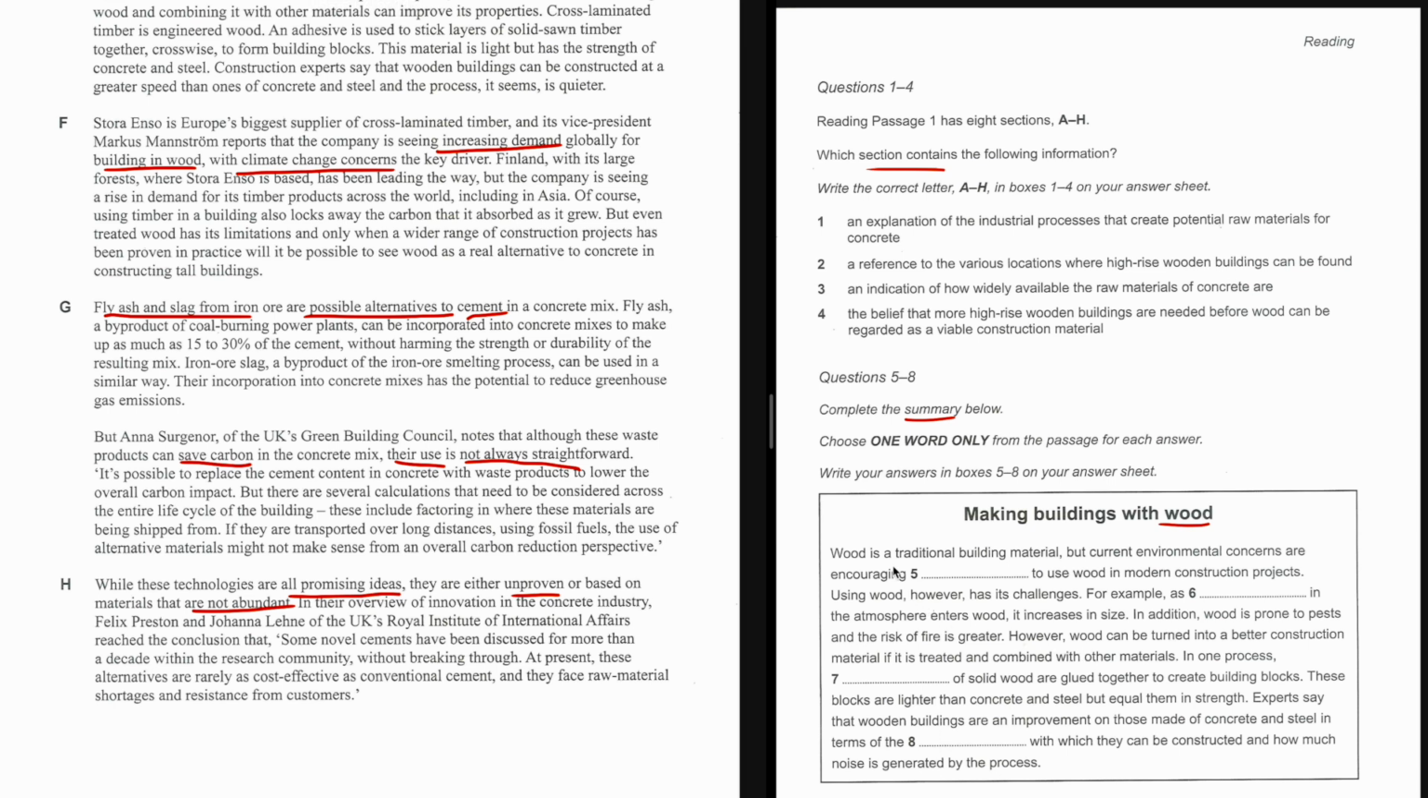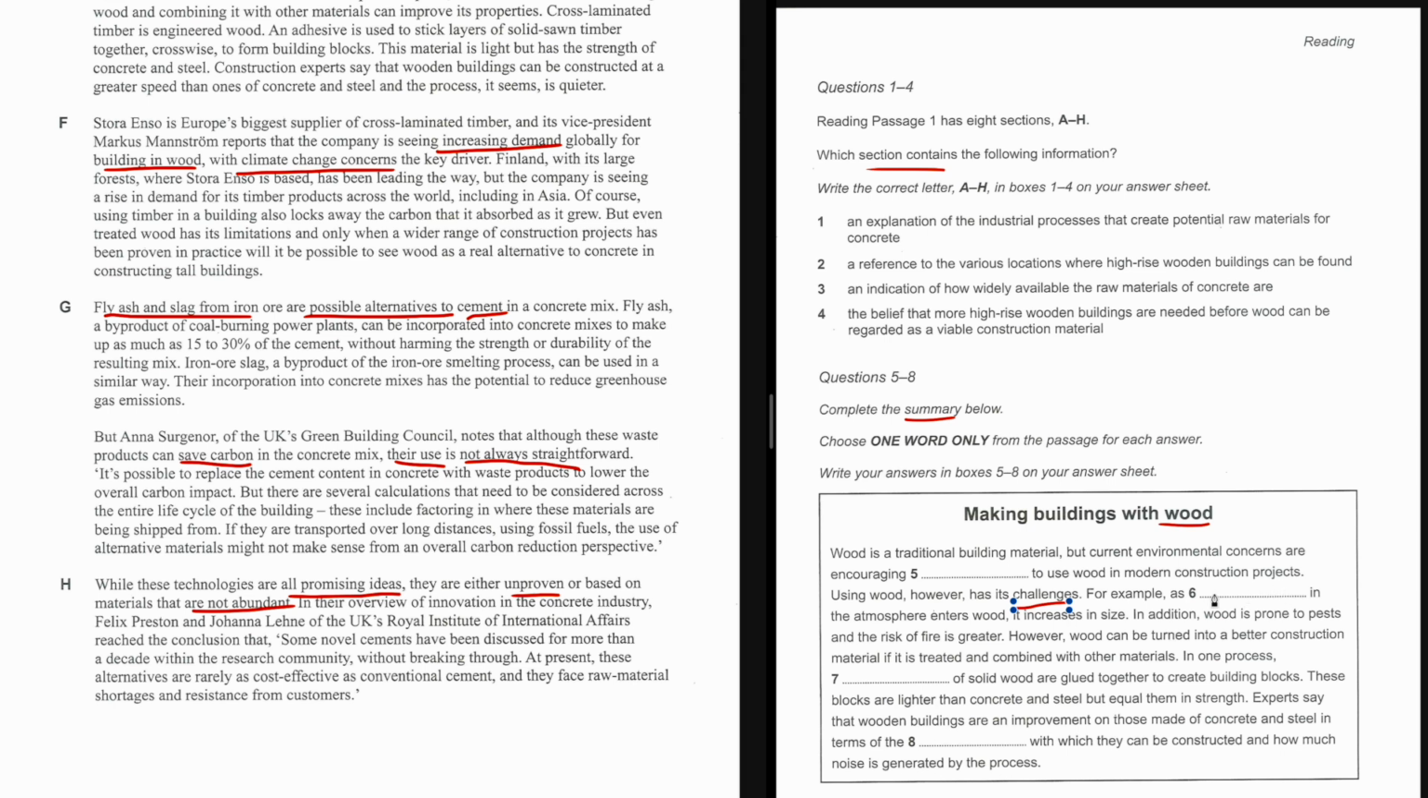Well, yeah, that's, I guess, most likely where we should look. So let's answer these questions first. We can read the summary paragraph real quick without worrying about the gaps, because I just want to know where these things are from. Wood is a traditional building material, but current environmental concerns are encouraging people to use wood in modern construction. Using wood, however, has its challenges. Okay, it's about the challenges. We're going to focus on that too.